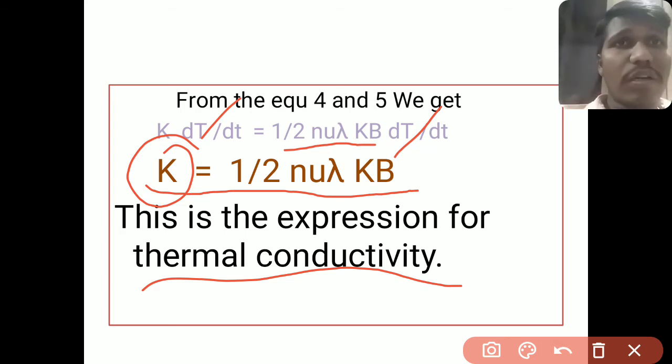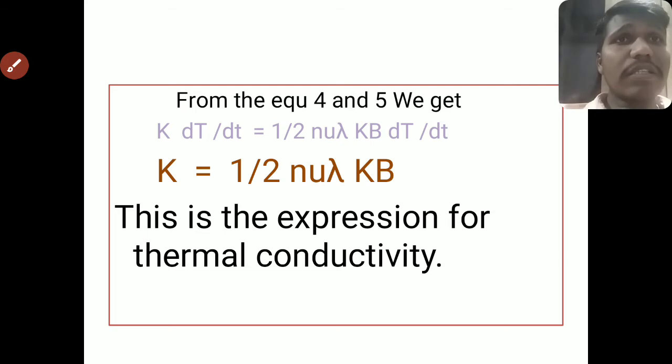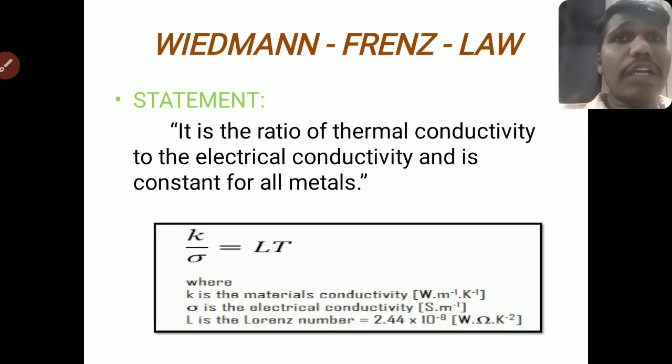This is also an important success of the free electron theory, that it explains electrical conductivity and thermal conductivity. Next we discuss the relation between electrical conductivity and thermal conductivity, which proves the free electron theory. Using these two statements from the free electron theory, we get a law known as the Wiedemann-Franz law.